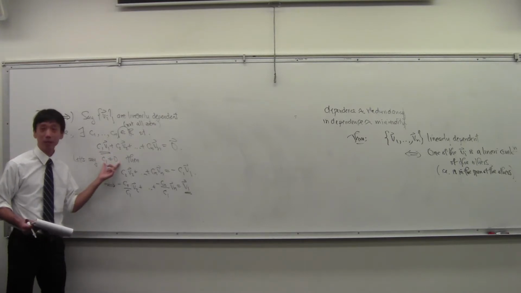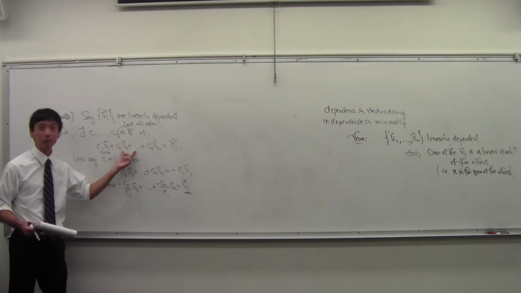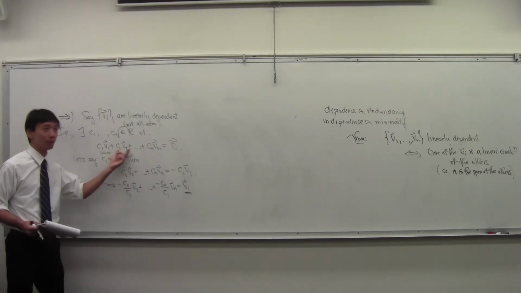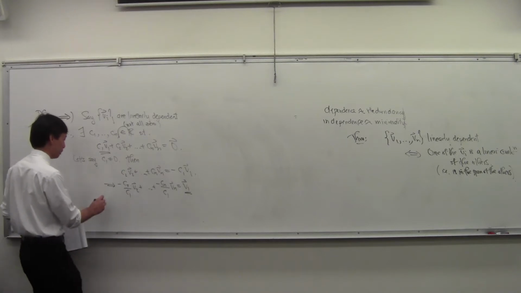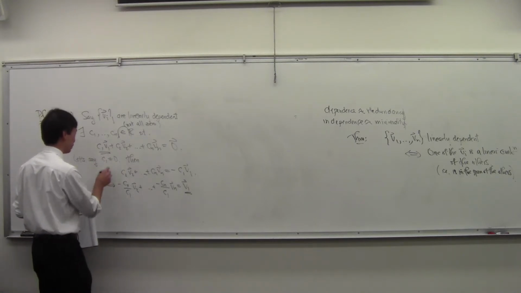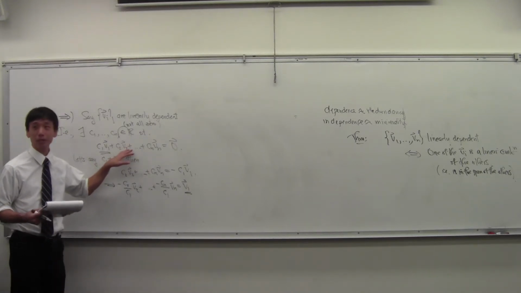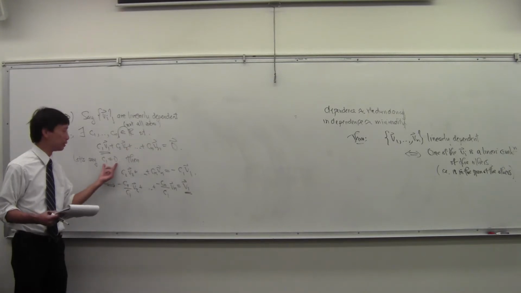Now, it may be that it's not C1. Maybe it's one of the other numbers that's non-zero. But if it's one of the other numbers, you just do the same thing. You know that one of these numbers is non-zero. Just do that with that number.